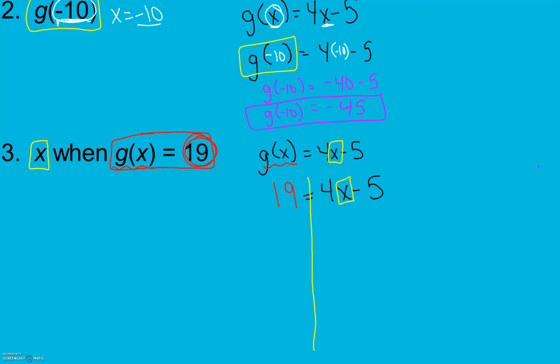First thing I get rid of is anything that doesn't have an x in it, which is my 5. I get rid of a minus 5 by adding 5. Remember, we undo any addition and subtraction first. And now I have 4 times x. I get rid of multiplication by dividing. Those are my inverse operations. And here I get x equals 6. So when g of x is 19, x equals 6.